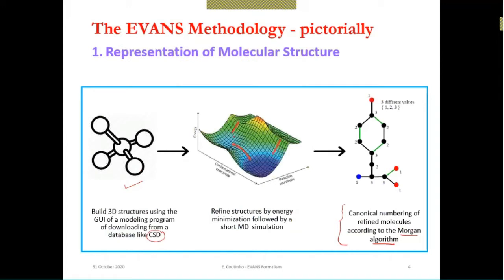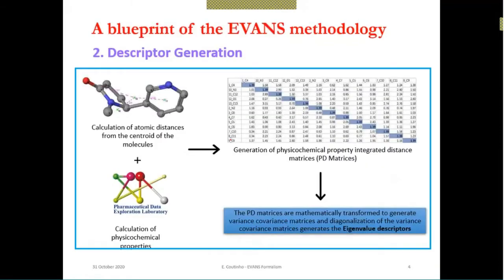I'm just trying to give you a very brief overview of this EVANS methodology. So we compute interatomic and atomic distances. Okay, and then we also dig into sites which are able to predict the physicochemical properties, like Dragon or PaDEL descriptors for all of these molecules. And then we construct what we call a PD matrix, as you can see out here.